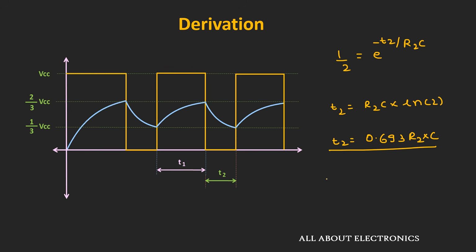And the total time period T will be the summation of this time t1 and t2, that is equal to 0.693 times R1 plus 2R2 times C. So using this expression, we can find the time period or the frequency of the astable multivibrator, and we can design an astable multivibrator of the desired frequency. So I hope in this video you understood how we can design an astable multivibrator using this 555 timer IC.